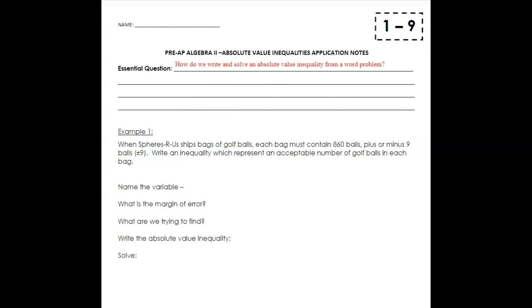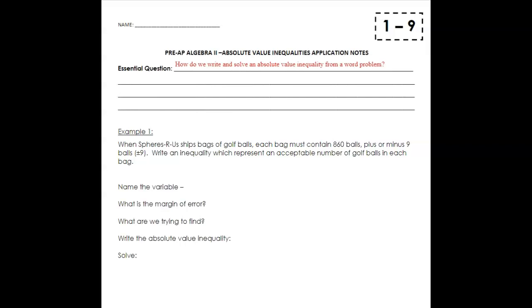Now, example 1 says, when Spheres R Us ships bags of golf balls, each bag must contain 860 balls plus or minus 9 balls. Usually this is called the margin of error, so we can have more balls than 860 by 9, or we could have 9 less than 860, but 9 is our margin of error. It asks us to write an inequality which represents an acceptable number of golf balls in each bag.